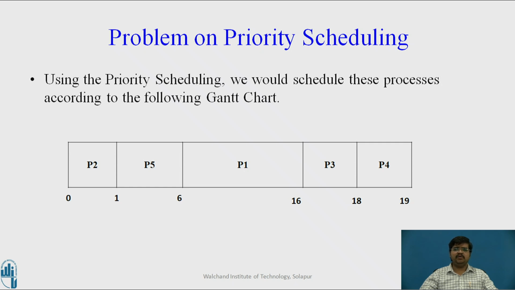After that, P5 executes between 1 and 6 because P5 is having the next priority. P1 executes between 6 and 16 because P1 is having the next highest priority. Then P3 and P4. In this case, P2 is the first process because it is having the highest priority, and P4 is the last one to execute because P4 is having a lower priority.